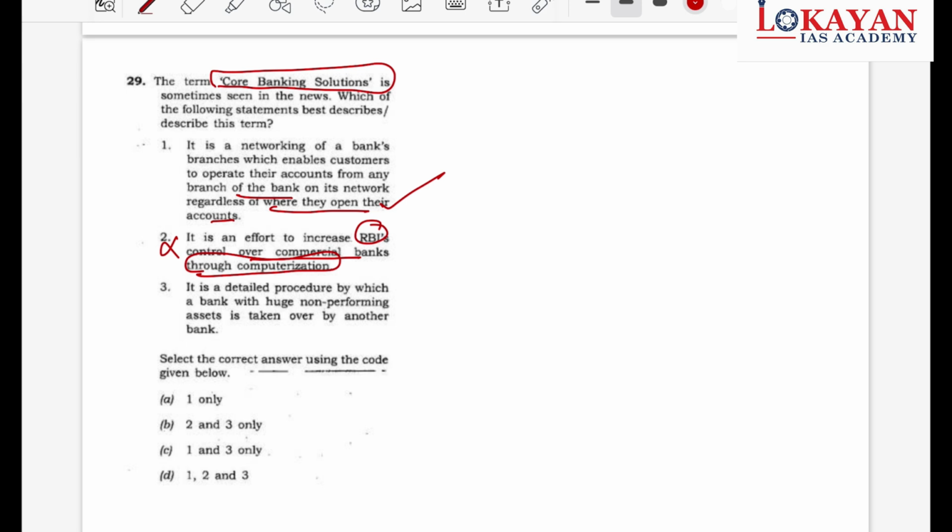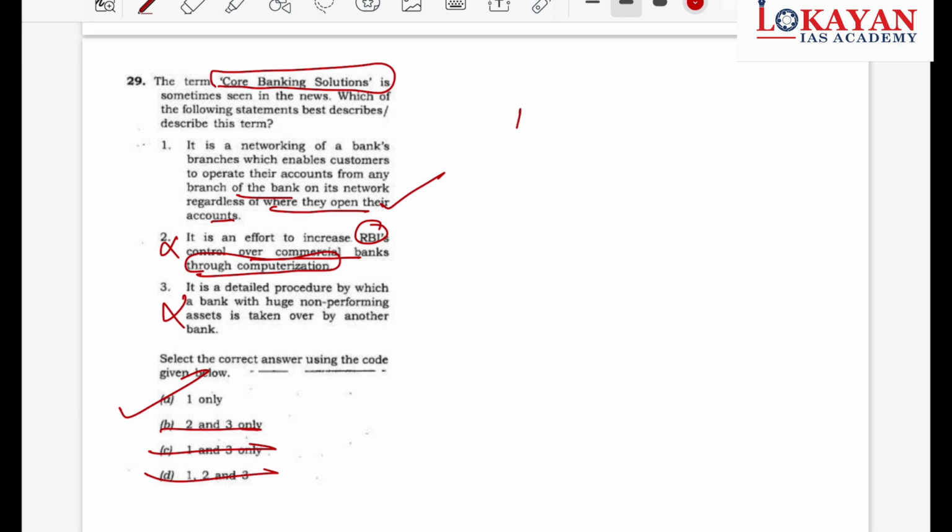Have you gone through any such thing? If you are a serious aspirant, you have studied well, and if you do not remember such a thing, then mark it as incorrect. So you are only left with the first option, that is one only, and that is the precise meaning of core banking solution.